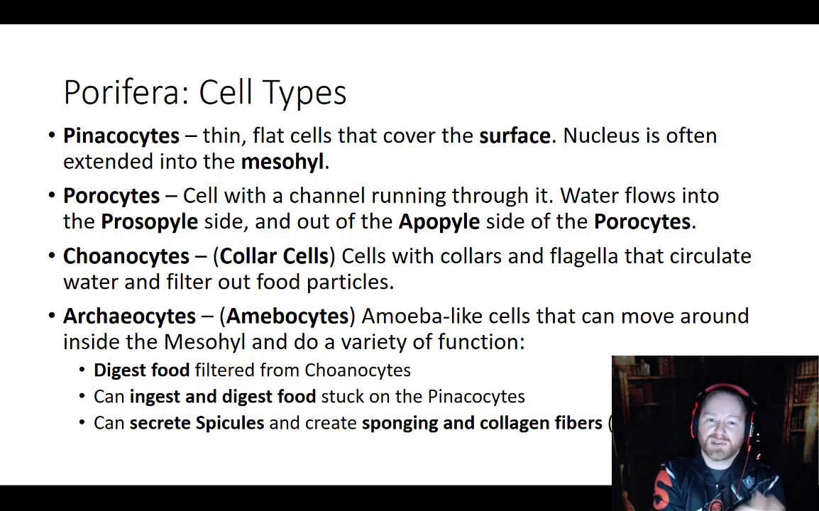You have the choanocytes, which we talked about earlier. These are the collared cells. These are the easiest ones to identify. They're cells that are collared and they have a flagellum. The beating of the flagella is what causes the water to flow and causes the current that sucks water in through the sides and out through the osculum. And then there's a collar right at the base of the flagellum that acts as a net that filters out and scoops up the particles floating through the water.